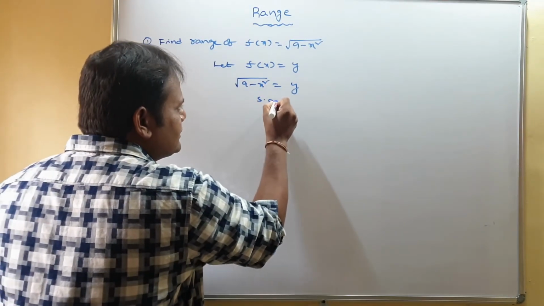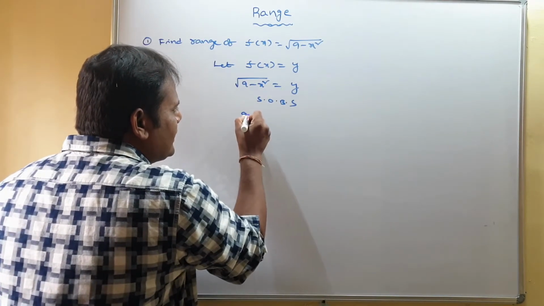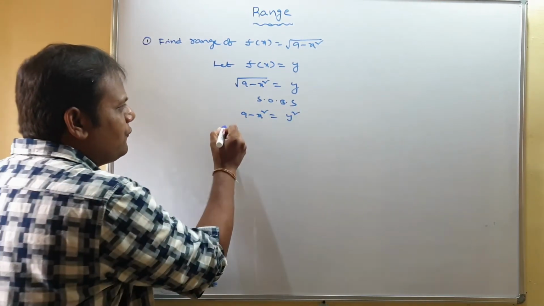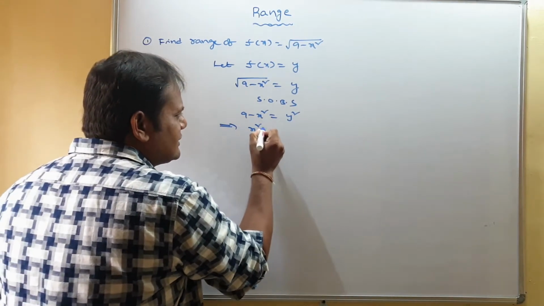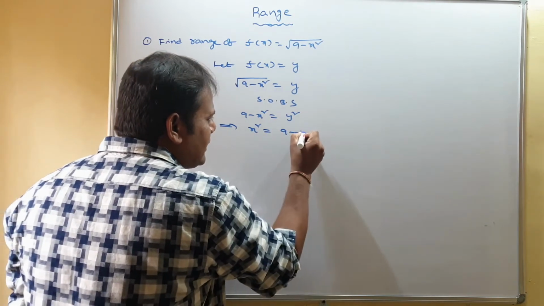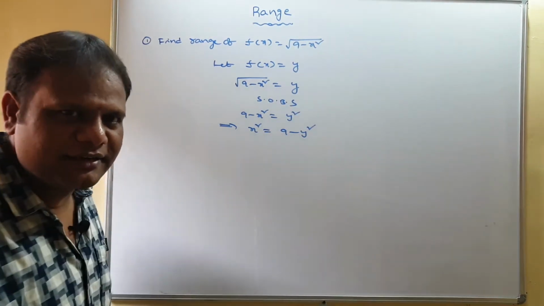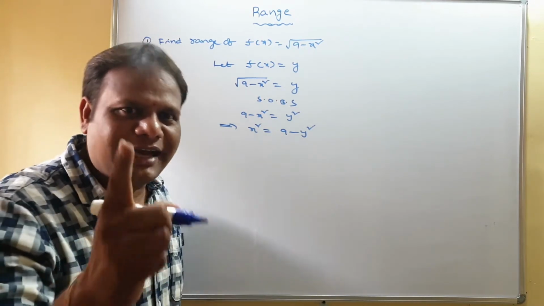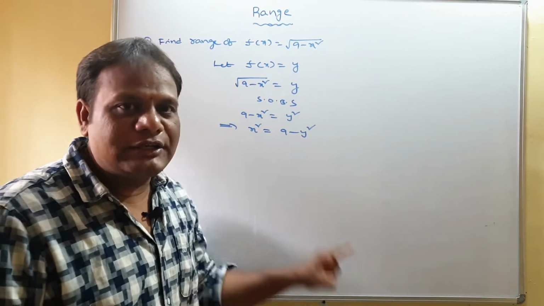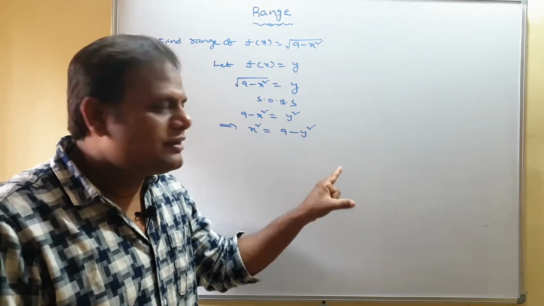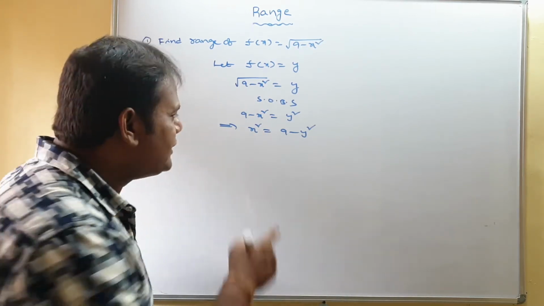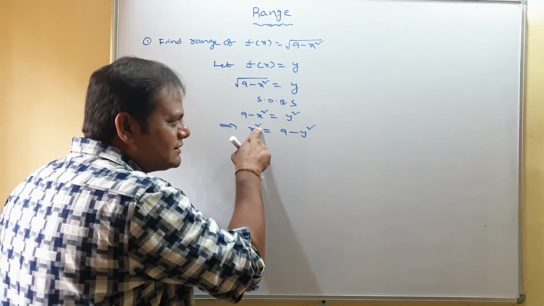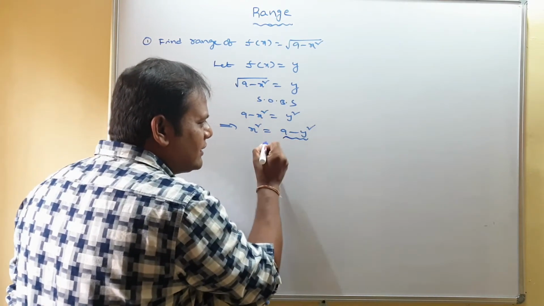Squaring on both sides, we can get 9 minus x square equal to y square, is it? So from this I can write x square is equal to 9 minus y square. Is it clear? Yes. See, what is our target? Our target is finding the values of y where x is possible. Here you see that it is x square. So x square is equal to 9 minus y square.